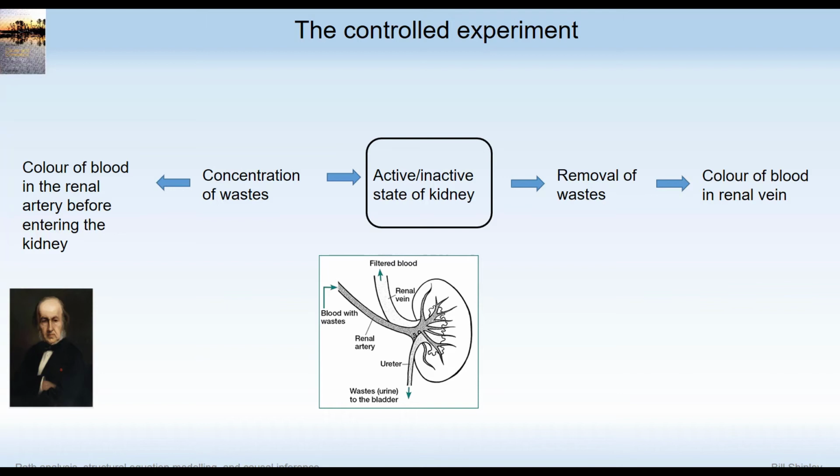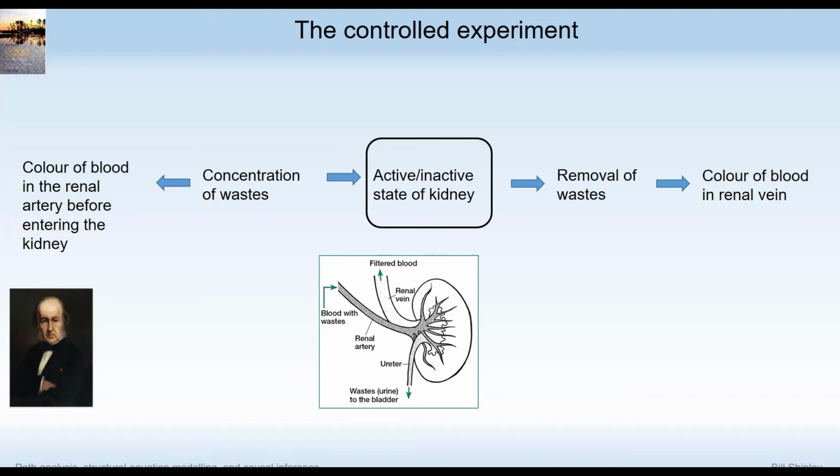And to test this hypothesis then, he would experimentally control or fix the variable whether the ureter was producing waste or not. He did this, I believe, by tying off the ureter to prevent urine from being excreted from the kidney. And so what he would do then is to physically, experimentally control the active or inactive state of the kidney by tying off the ureter or not.